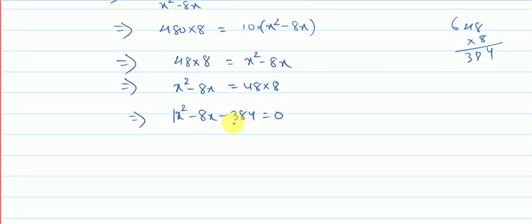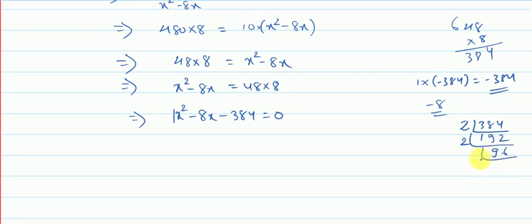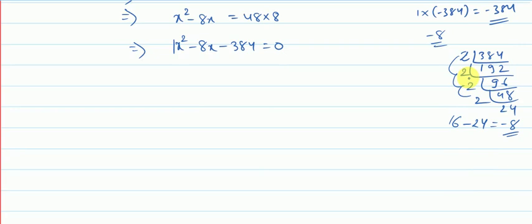Now here we have 1, and here we have minus 384. So 1 into minus 384 gives minus 384. Think of two numbers whose product is minus 384 and sum is minus 8. For 384, do the prime factorization. 2 2s are 4, 4 2s are 8, 16. So 16 minus 24 will give you minus 8, and when you take the product you will get exactly minus 384.